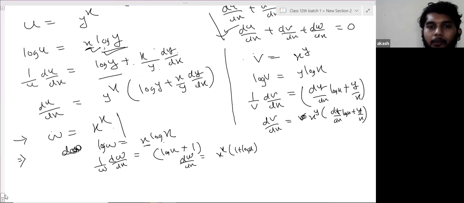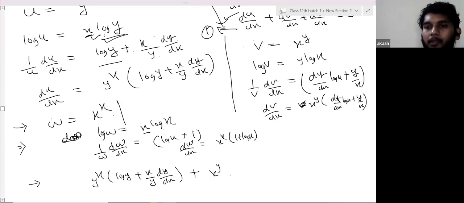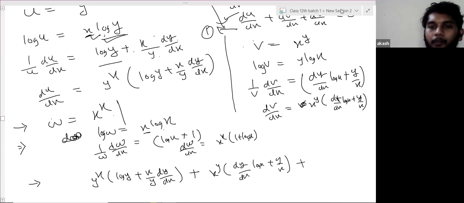Now we can put these values in this equation. Suppose this is equation 1. So putting these values in equation 1, we have du by dx is y raised to the power x log y plus x by y dy by dx, plus dv by dx. dv by dx we have here: this is x raised to the power y dy by dx log x plus y by x, and dw by dx is x raised to the power x into 1 plus log x, and this is equal to 0.